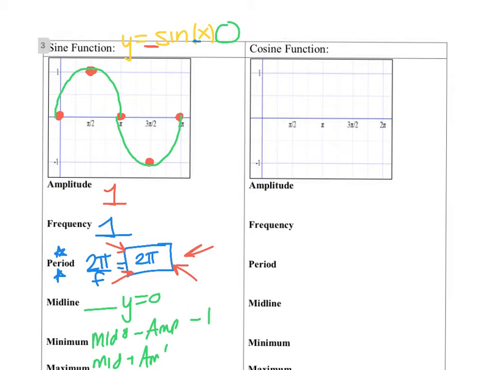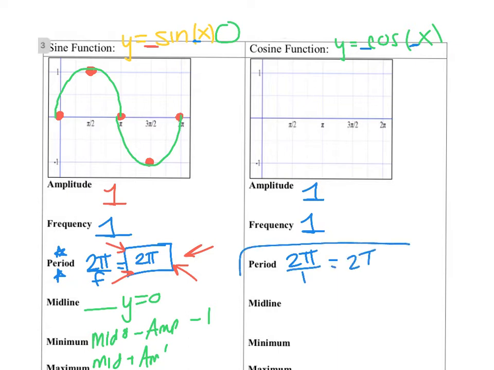Let's go ahead and attack cosine in a similar manner. y equals the cosine of x. Okay, so again, in this case, my amplitude is 1. My frequency is also 1. My period is 2 pi over f, which in this case is just 2 pi, and again, that's the big one. My midline, I didn't add or subtract anything, so that's y equals 0. So then this is 0 minus the amplitude, so negative 1 for my min, and 0 plus the amplitude, positive 1 for my max. So again, I have to have 5 points before I graph.